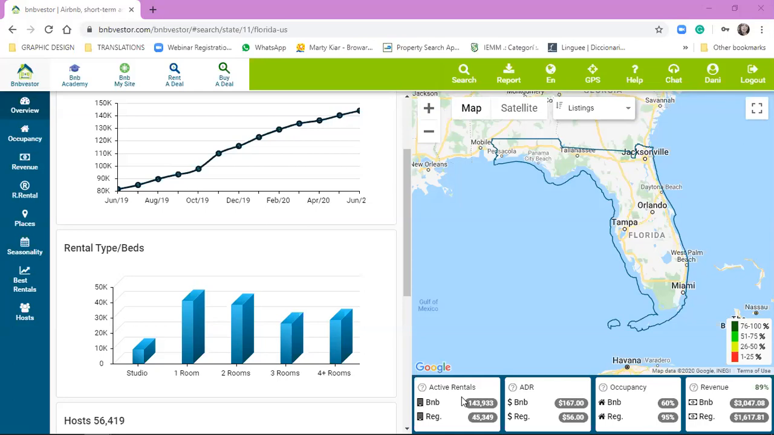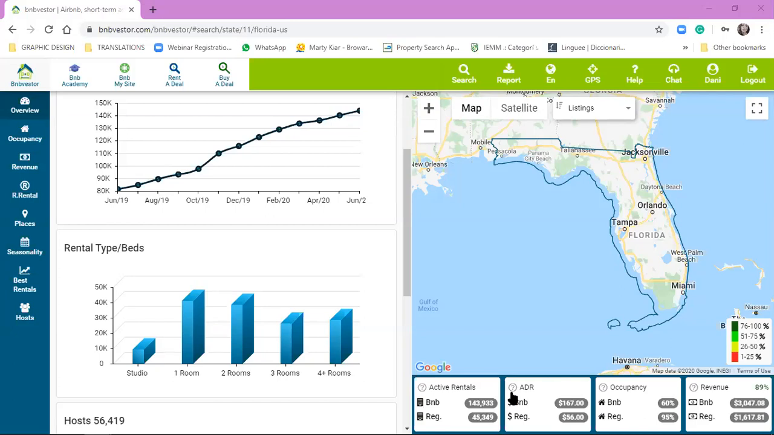There's 143,933 BNB rentals. And then it gives you the regular rentals number, which is 45,349. That means there's not even half as many regular rentals as BNB rentals.